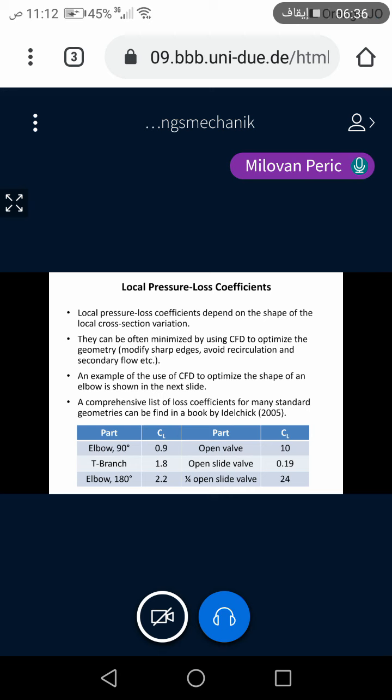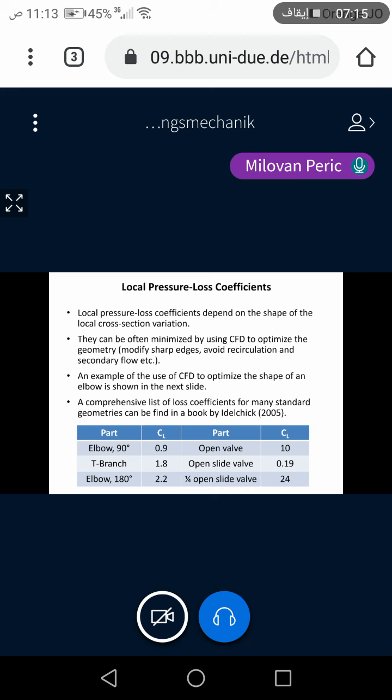These coefficients I've given here are only a few, for an elbow, which is 90 degrees, or for a T-branch, 180 degree turn. You see they are of the order of 1, so 0.9, 1.8, 2.2. Valves, depending on which valve, let's say the classical valve, which has a complicated shape, even if it's open, it has this CL of 10. If you have a sliding valve, I don't know how to call it in English properly, you have simply something that slides vertically across the cross-section.